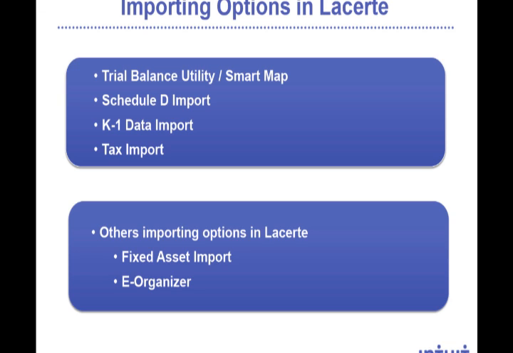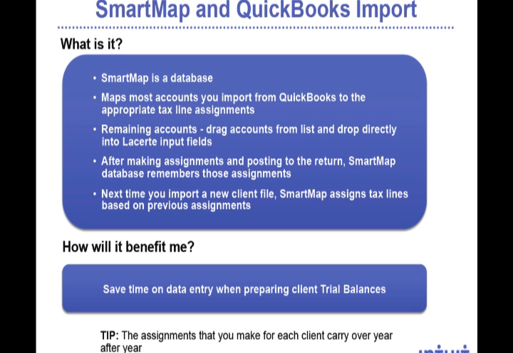So just a few of the different ways that you can import information in here. There's things like trial balance utility, the Schedule D import, K1 data import, tax import, fixed asset import, and e-organizer. So let's go through each one of these just very briefly. The first one is the trial balance utility, and as part of it, the SmartMap utility.